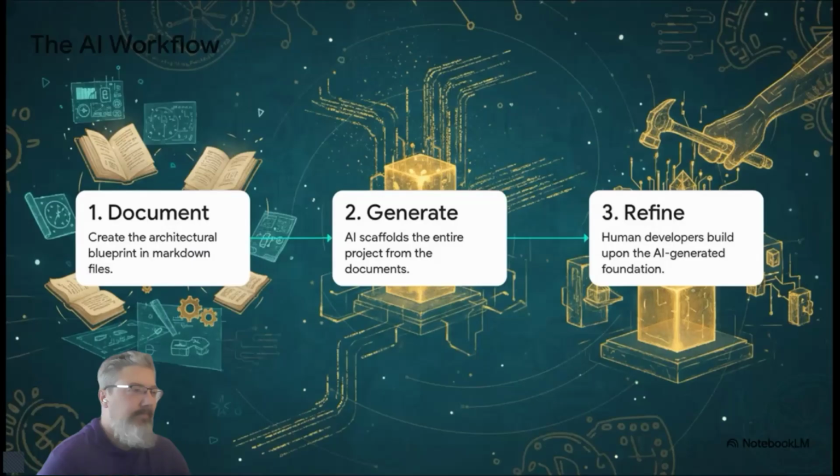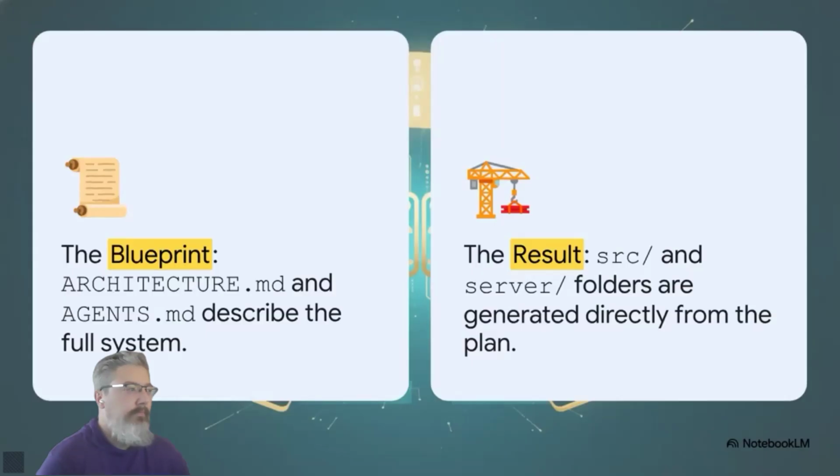First, you document the knowledge. You create that master plan. Second, you feed that plan to the AI and have it generate the entire project skeleton, all the folders, the boilerplate code, the config files. And then third, the human developer steps back in to refine, build, and add the complex logic on top of that solid foundation. And the result is a direct translation of the plan. The architecture MD file, which describes the game client, seeds the creation of the SRC folder. The agents MD file, outlining the backend, maps directly to the server directory. It's this clear one-to-one translation from a human-readable plan to machine-executable code, all facilitated by the AI.